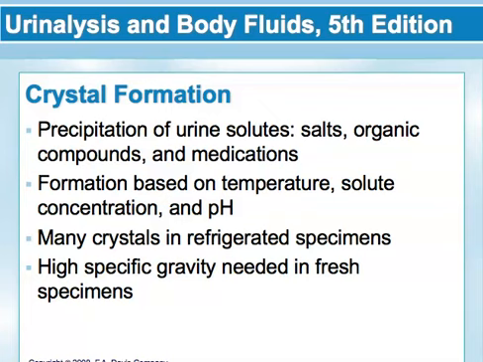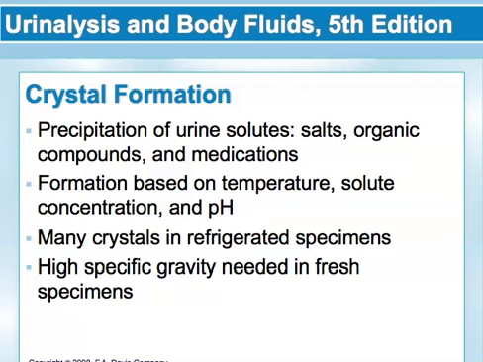Low temperatures will precipitate the solutes faster, so the formation of crystals takes place more readily in specimens that have either been refrigerated or remained at room temperature for extended periods. Because of the increase in formation, the crystals can obscure other elements present in the specimen. When the number of solutes in the urine reaches a certain amount, they are not able to remain in solution anymore and will start to form crystals. So the presence of crystals in fresh urine will usually also accompany a very high specific gravity.